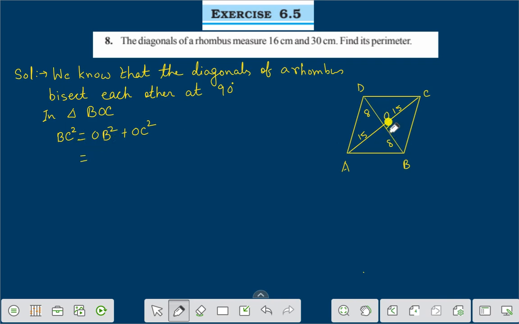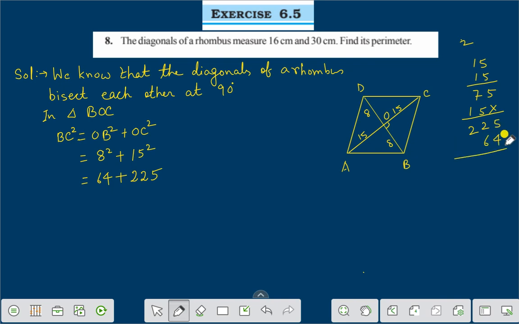The value of OB is 8 cm. Therefore, 8 square plus what is the value of OC? OC is 15. That is 15 square. 8 into 8, that is 64. Plus 15 into 15, if we multiply 15 with 15, we are getting 225. If we add 225 and 64, we are getting 289.